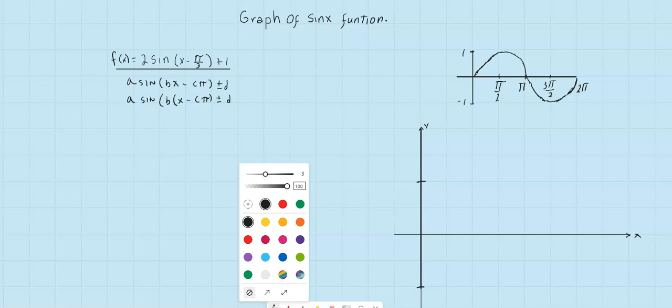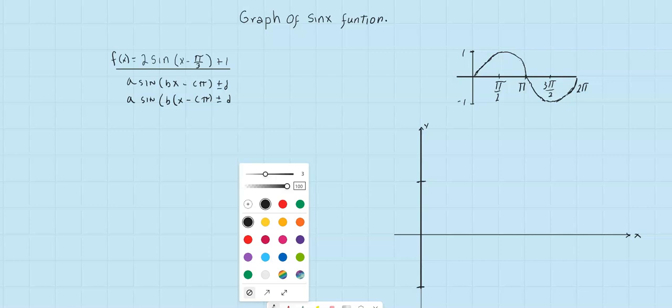Yes, today we're going to learn how to graph a sine function. We have f of x equals 2 sine of x minus pi over 3 plus 1. This is the way the equation is written, but we need to write it in this form. We need to take the b out. In this case, the coefficient of x is just 1. It won't be shown, but in other examples that I'm going to do, it will.